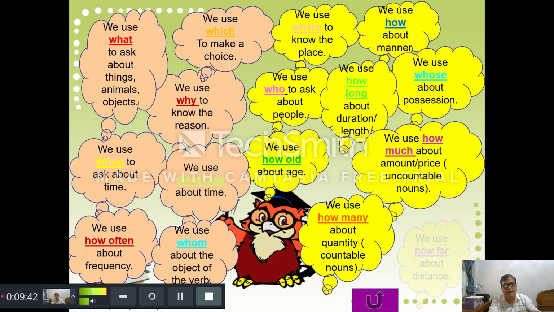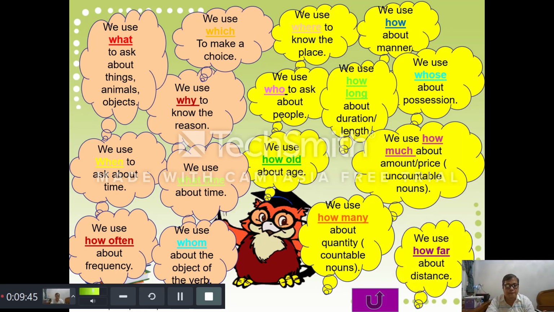Okay, next. We use how far when we talk about the distance. Like, how far is Shanghai to Chiang Mai? Oh, it's so far. How far is Shanghai to Mesai? Oh, Shanghai to Mesai, I think it's 60 kilometers. Oh wow, it's not too far. How far is Bangkok to Shanghai? Bangkok to Shanghai is about 450 to 500 kilometers. It's quite far.